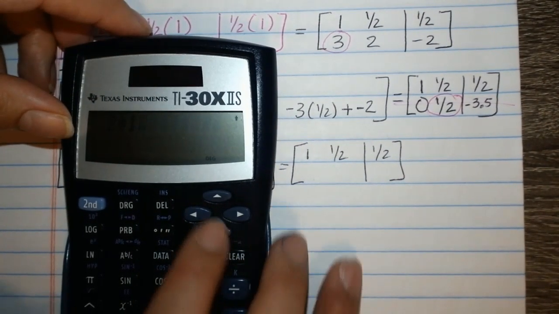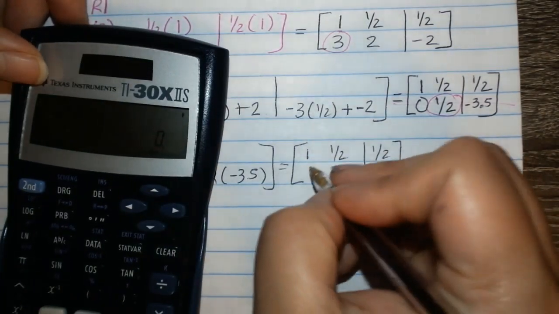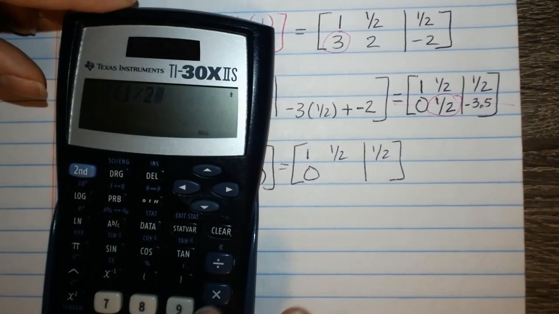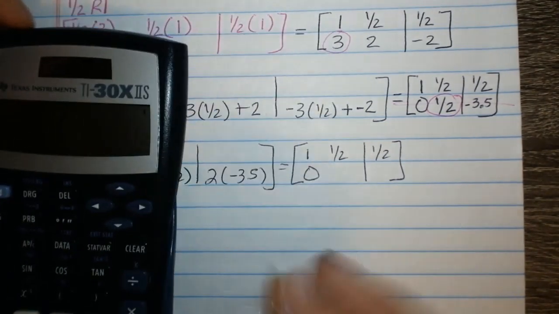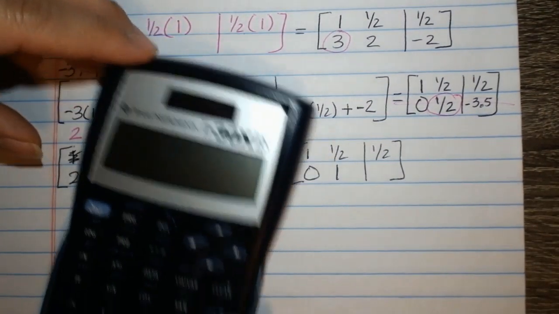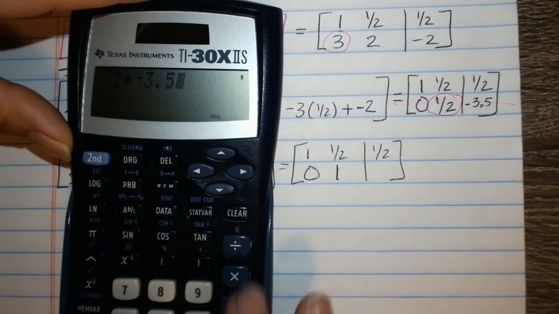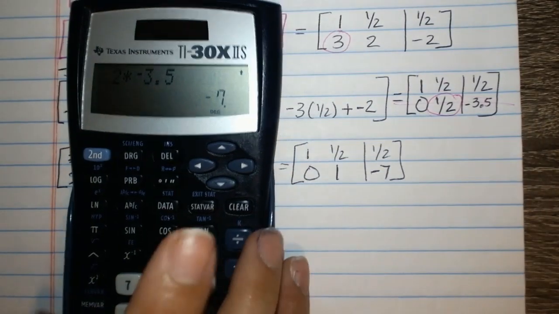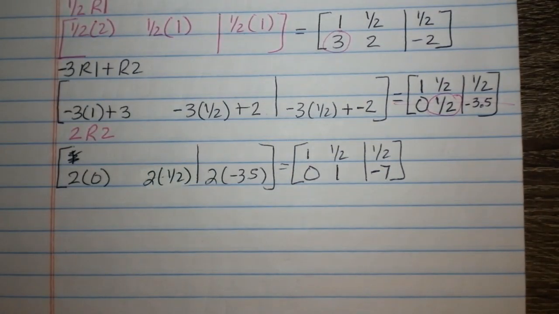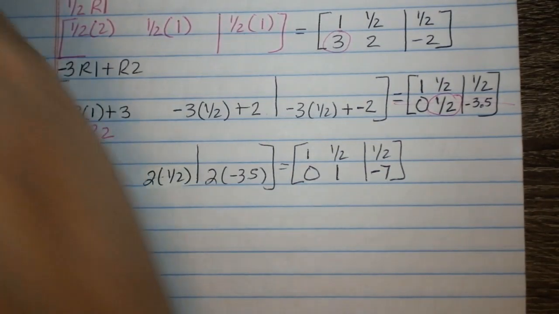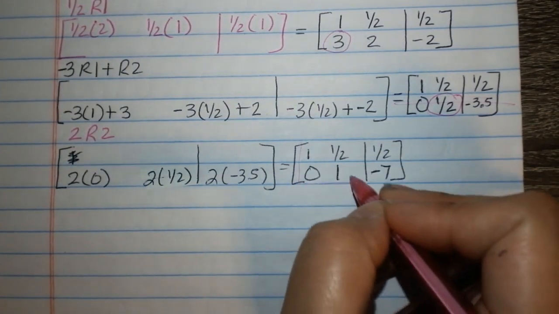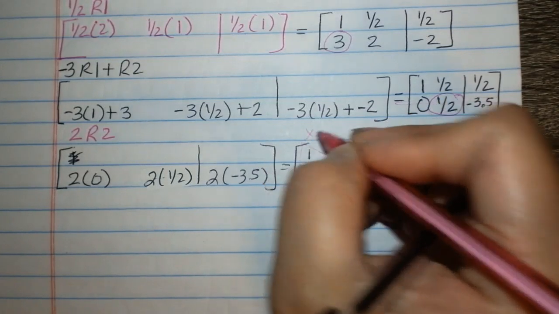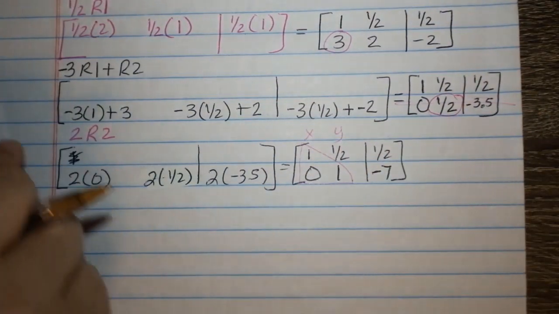2 times 0 is 0. Perfect. 2 times 1/2 is 1. Perfect. 2 times -3.5 is -7. Perfect. So we're good. So right now, remember, once you have 1 in diagonal and a 0 there, you're done. X, Y, and this is your answer.